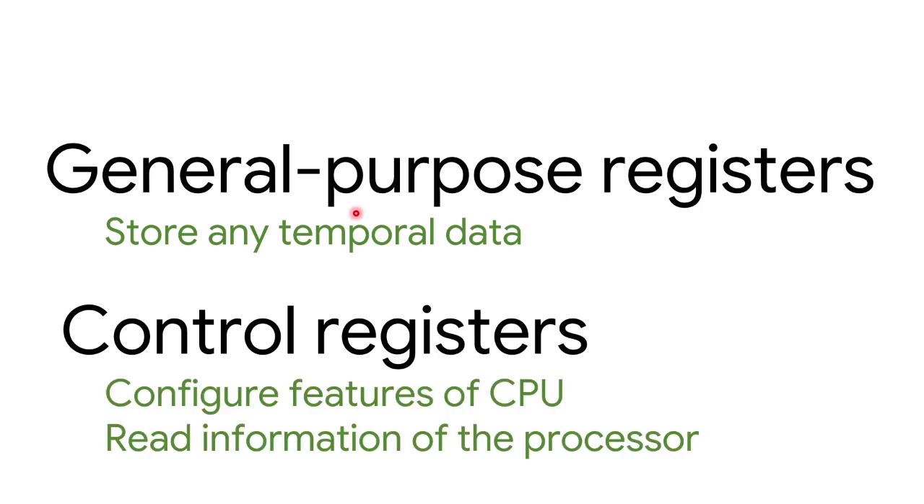And the other key register is the control register. The control register is used to configure features of the CPU processor. In the Armv8 architecture, the control register corresponds to the system register. This register works as the interface between the architecture and the hardware, and it lets us know the status of the CPU processor.